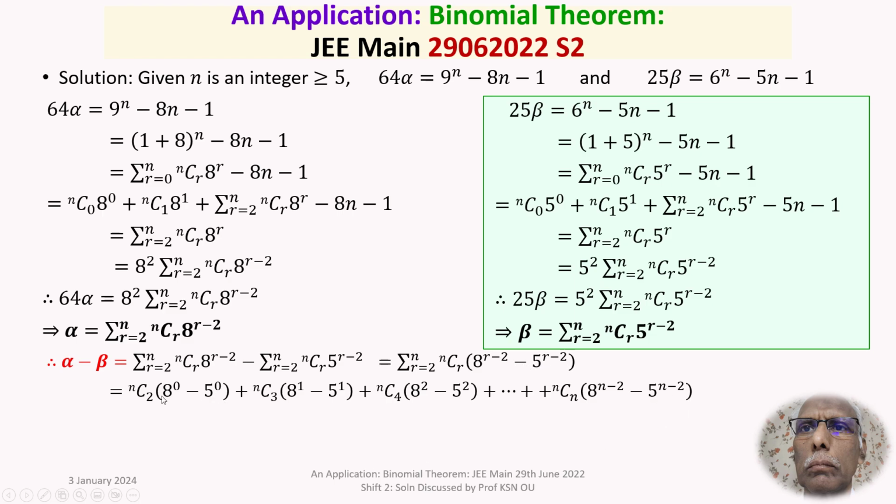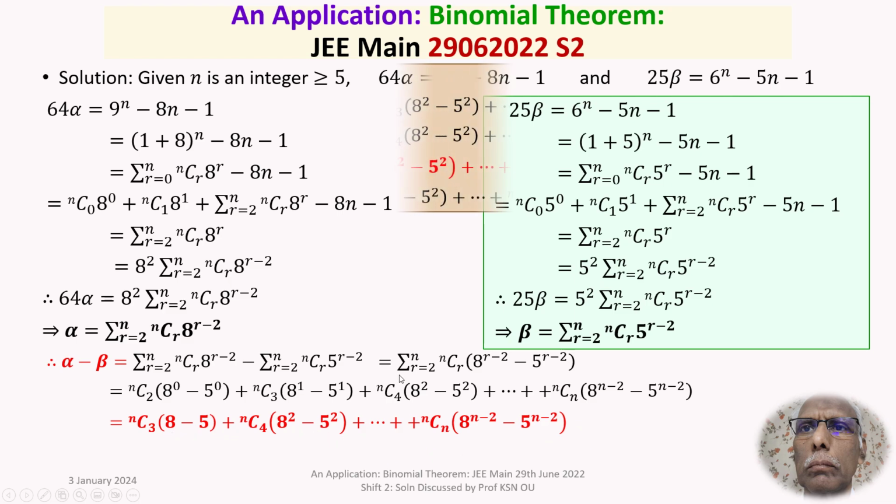So now you come to the beginning, that is nC2 into 8 power 0 is 1 minus 5 to the power of 0 is 1. 1 minus 1 cancels, and this will be 0. So the summation starts from nC3 onwards. So that is equal to nC3 into 8 minus 5 plus nC4 into 8 square minus 5 square plus so on and so forth, nCn into 8 to the power of n minus 2 minus 5 to the power of n minus 2. So this is our answer.